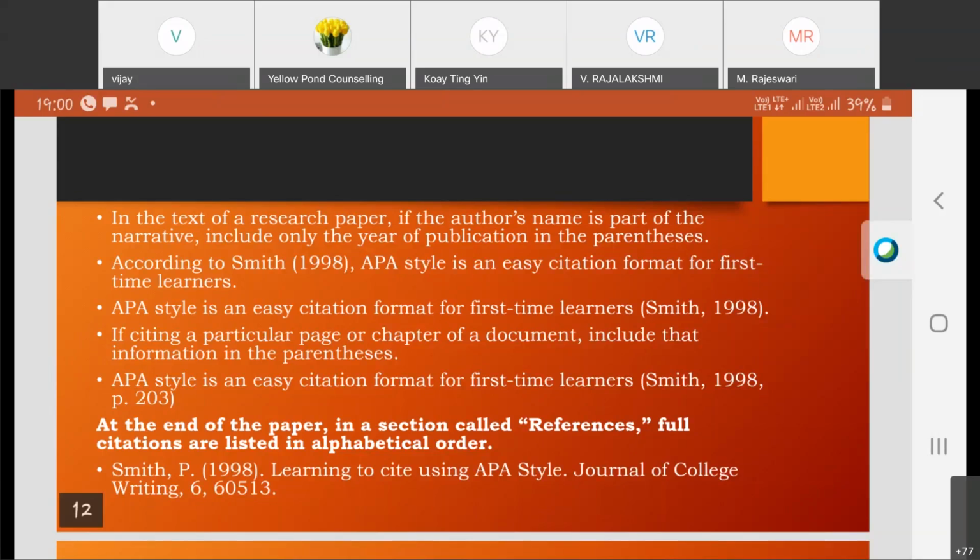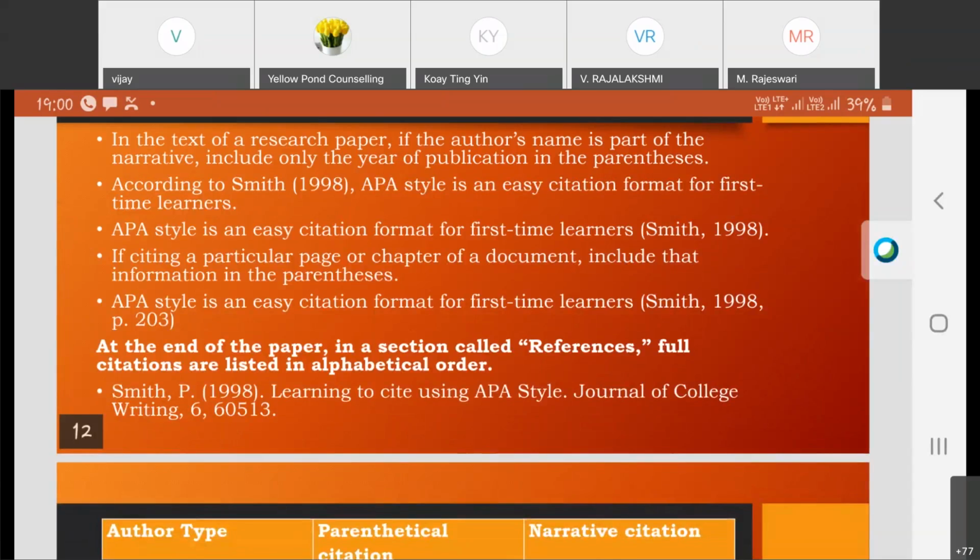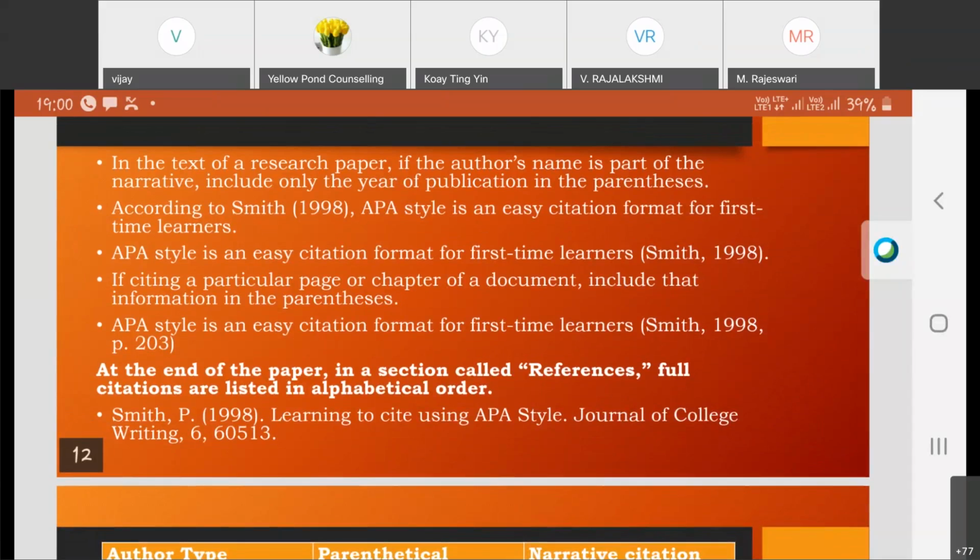Then what about the final work at the end, the bibliography? We have to use the bibliography here. I have given an appropriate example for the particular reference.